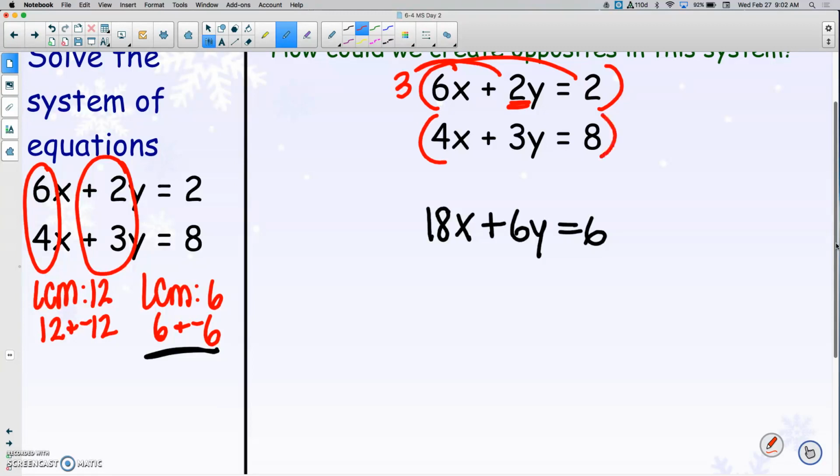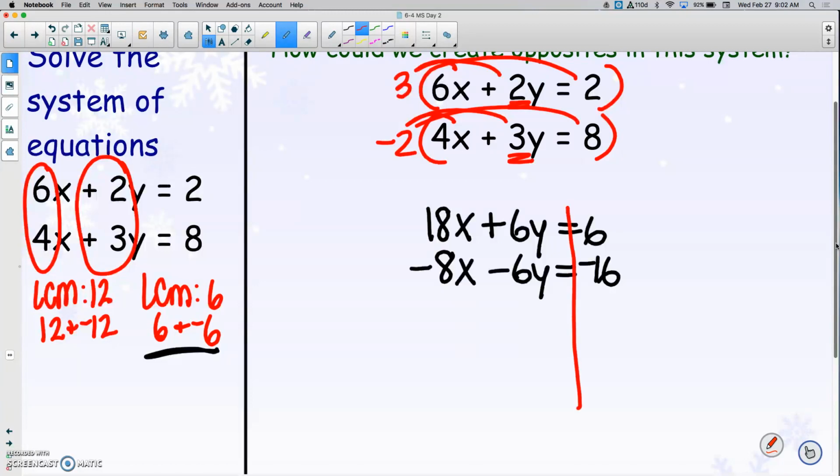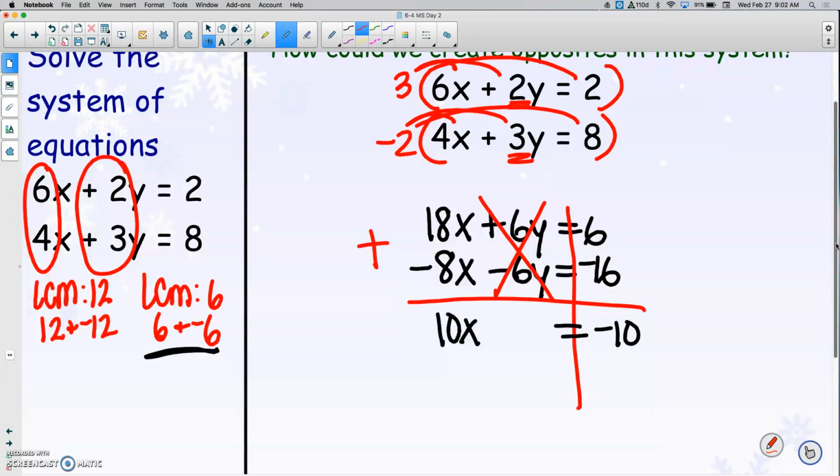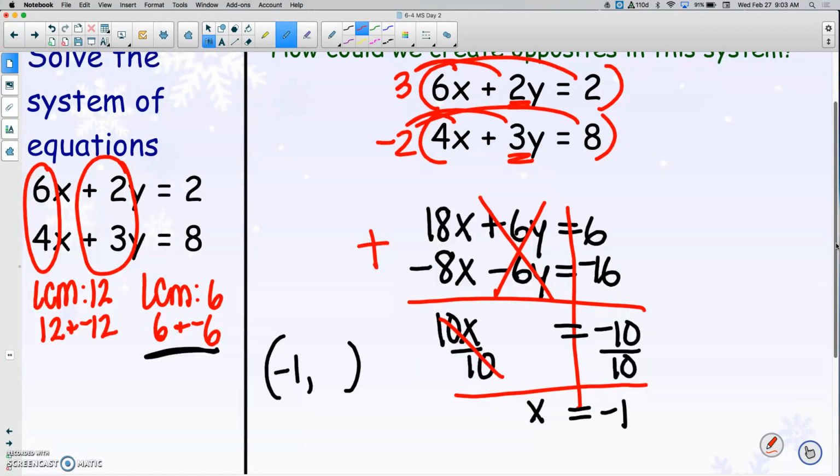Then the bottom one has a 3, so I need a negative 2. Because remember, you need one of them to be positive and the other to be negative. So now I get negative 8x, negative 6y, and negative 16. Add my system, cancel out the y's. Adding the rest gives me 10x equals negative 10, and dividing by 10, x equals negative 1. So x is negative 1.